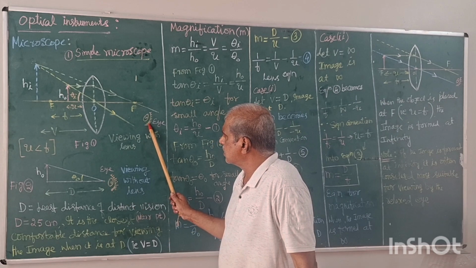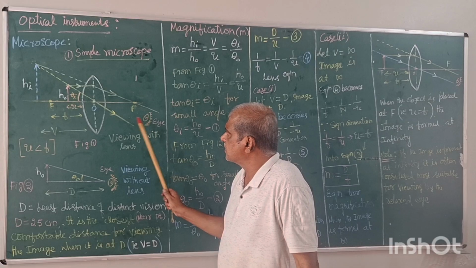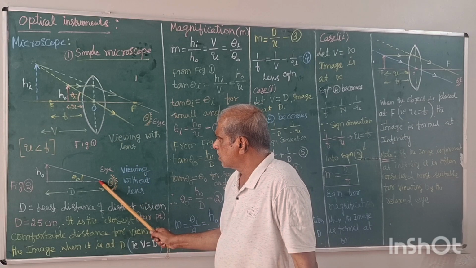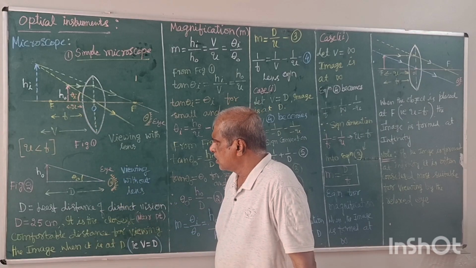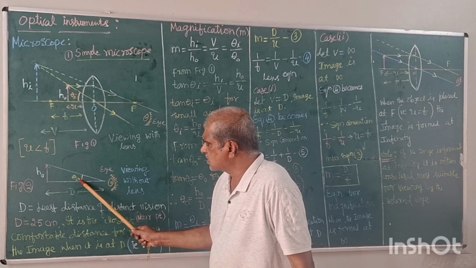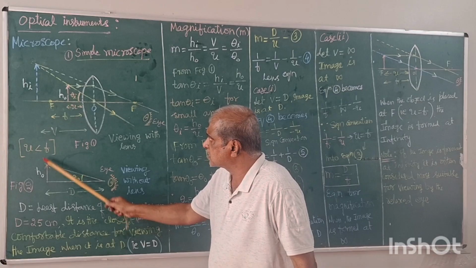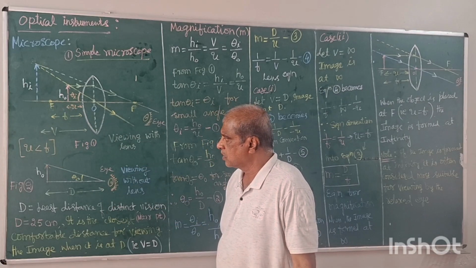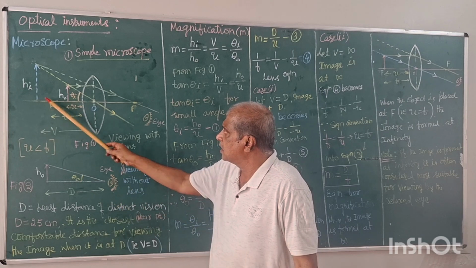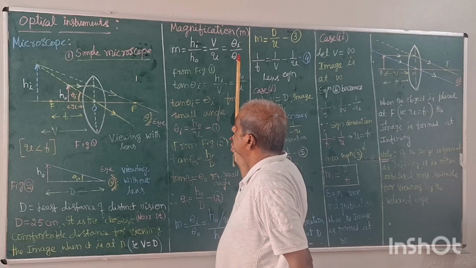There is also one more diagram. The eye is here. There are two types of vision: vision with lens, and vision without lens, direct vision of the same object. And this theta naught is the angle subtended at the eye by the object, due to the object distance and image distance difference. In these cases, theta I is always larger than theta naught because it is magnified. The ratio is called theta I by theta naught.